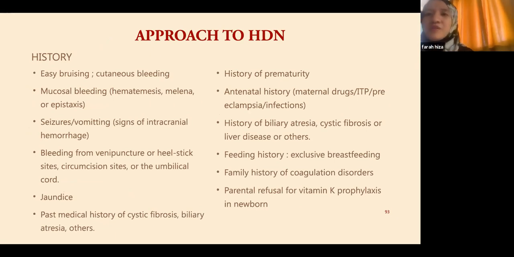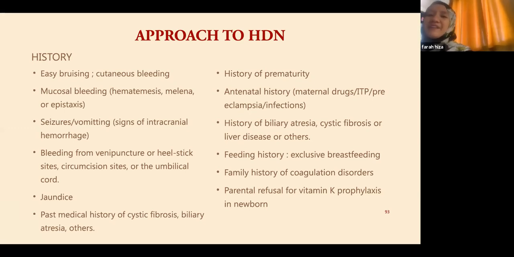Okay, so the approach to HDN. In history, the first important point we need to take note of is any easy bruising, such as cutaneous bleeding, or any mucosal bleeding, such as hematemesis, melena, or epistaxis. Sometimes we also need to take note of any neurological symptoms such as seizure or vomiting, because we are concerned about the complication of severe hemorrhage causing intracranial hemorrhage. Or basically any bleeding from venipuncture or heel stick site or circumcision site or umbilical cord.